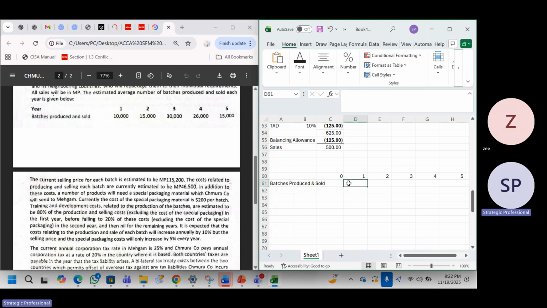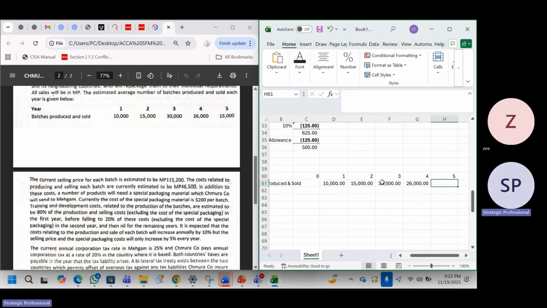So meaning that let's first plug the batches produced and sold. We have 10,000. We have 15,000. We have 30,000. We have 26,000. And we have 15,000, right? So we have this and this.